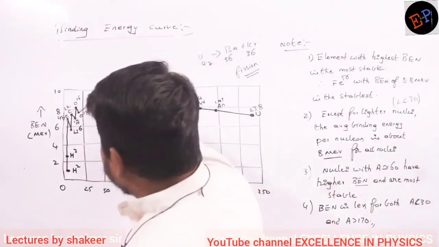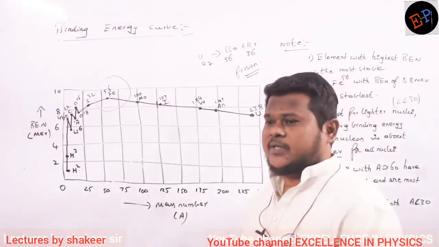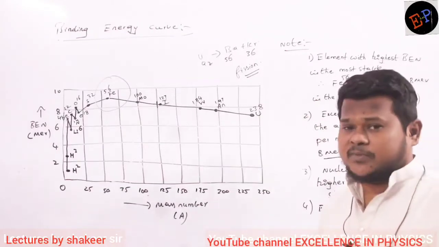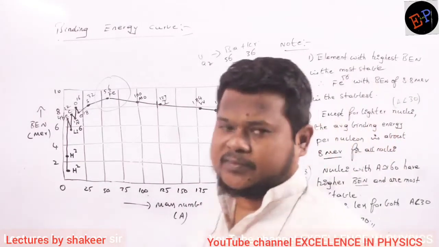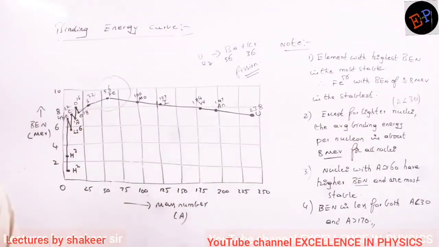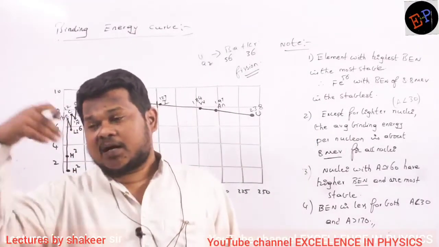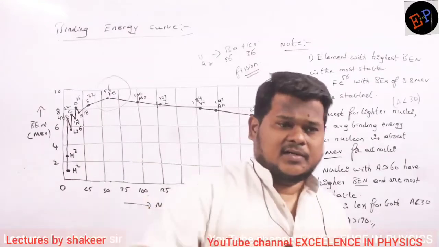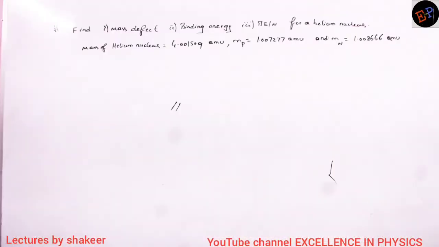The elements present in this region, with mass number around 60, have the highest BEN, so they are most stable. BEN is less for both A less than 30 and A greater than 170. These are the points you should remember. So what is the condition we have to study? If elements of lower BEN convert into elements of higher BEN, then energy is always released. That is the point you should remember. Make a note of that.